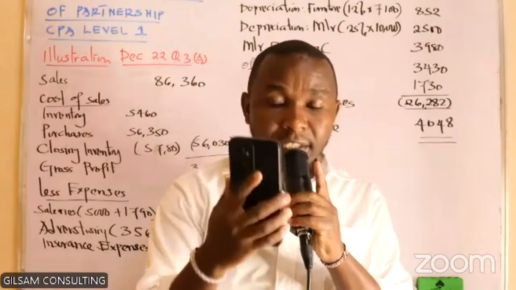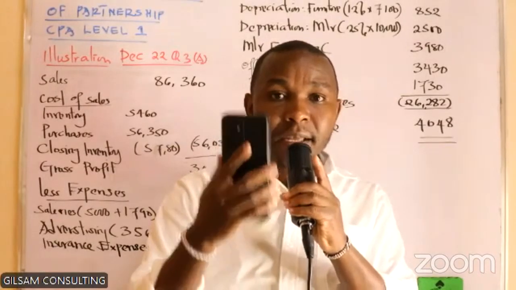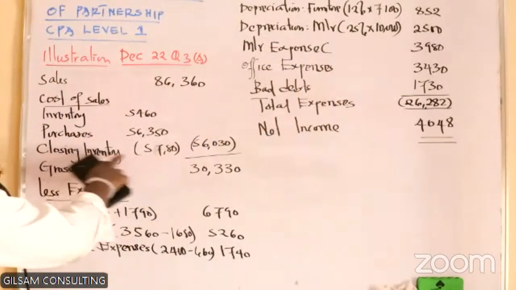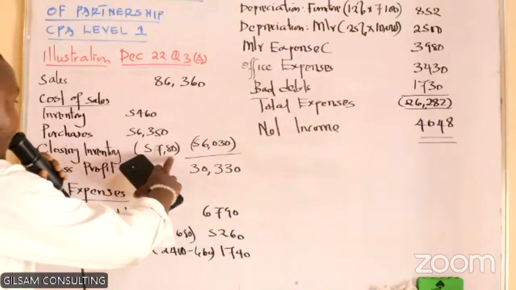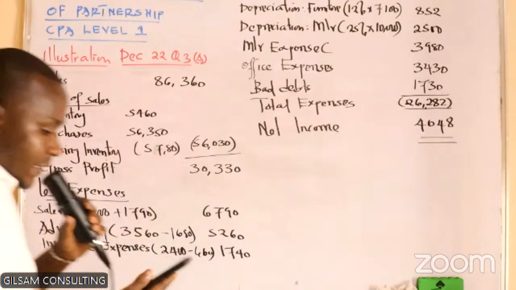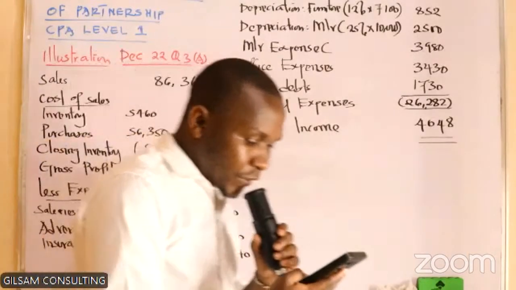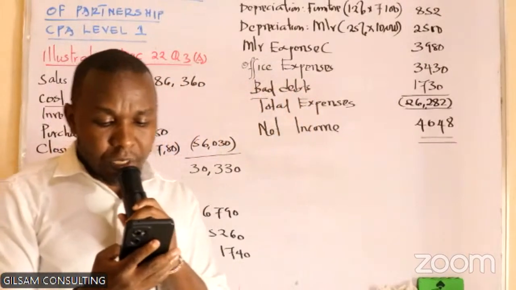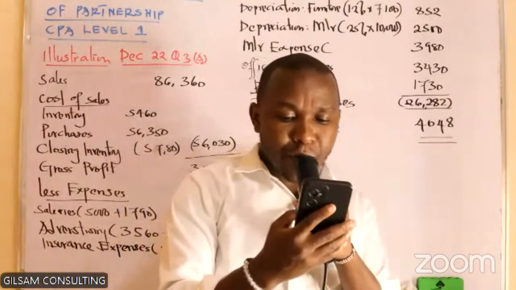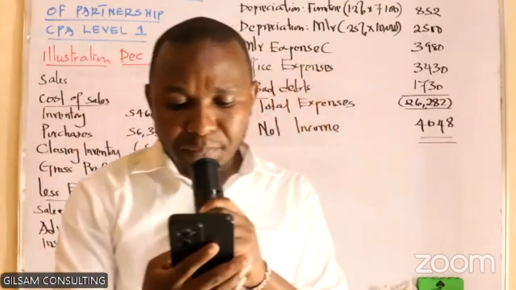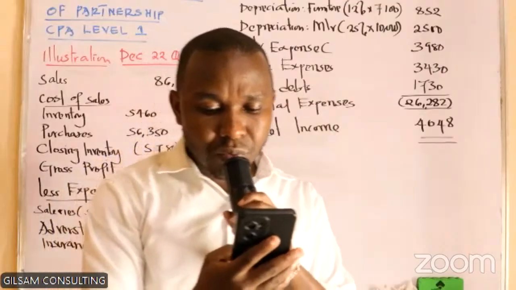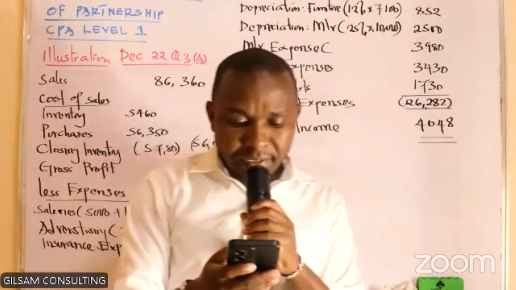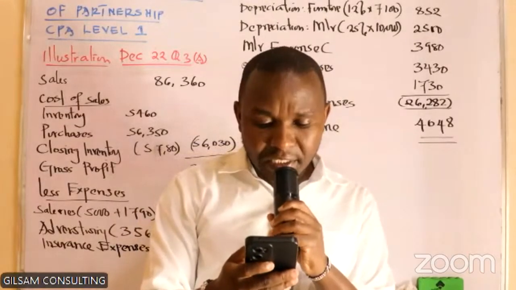And the closing inventory we normally take to the what? The cost of sales. That's why we have credited here the closing inventory of 5780. And then number 2. As at 31st December 2022, accrued salaries and wages and accrued expenses amounting to 7.9 million and 1.68 million respectively.